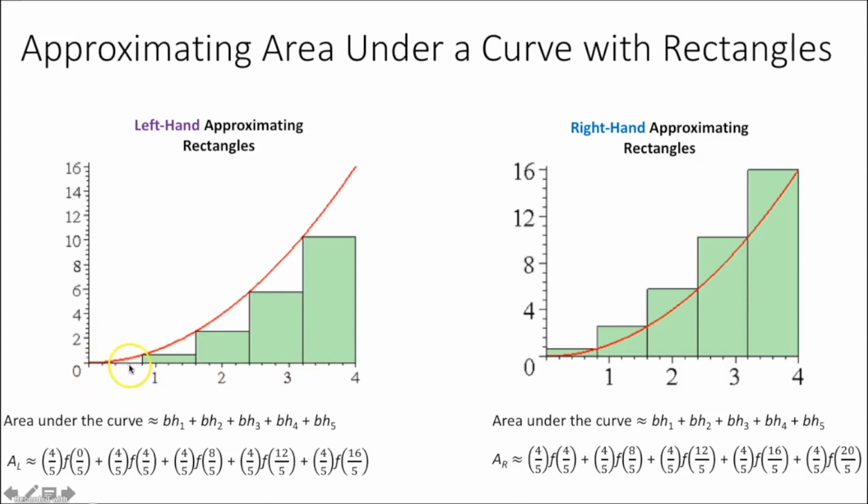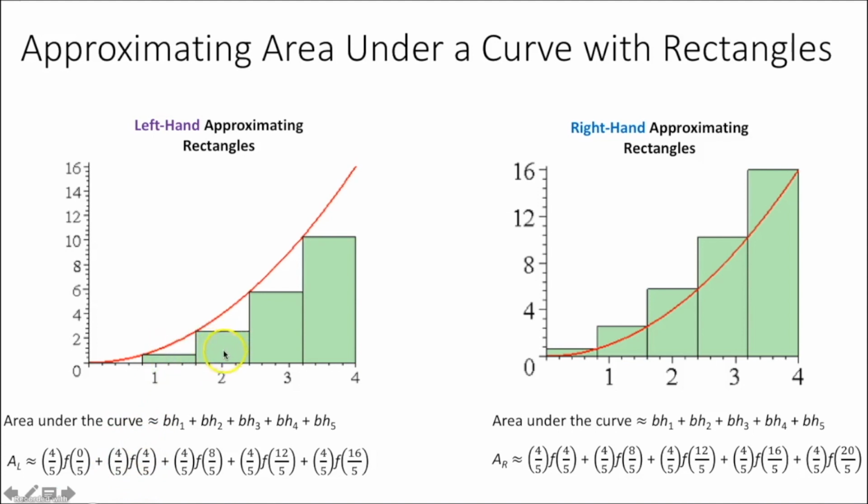Now this first rectangle over here has a base of 4/5, and the height corresponds with the y value of the function at x equals 0. That's why it's 0/5. This rectangle right here has a base of 4/5, just like each of these do. And the height corresponds with the left endpoint on that subinterval, which is 4/5. So I plug 4/5 into the function, and I get the height that goes with that rectangle. That's why this gives you the area of this rectangle.